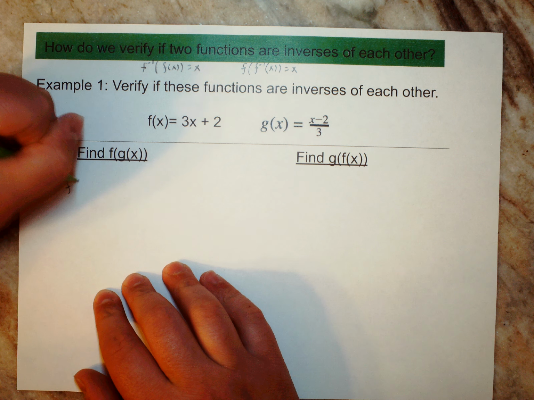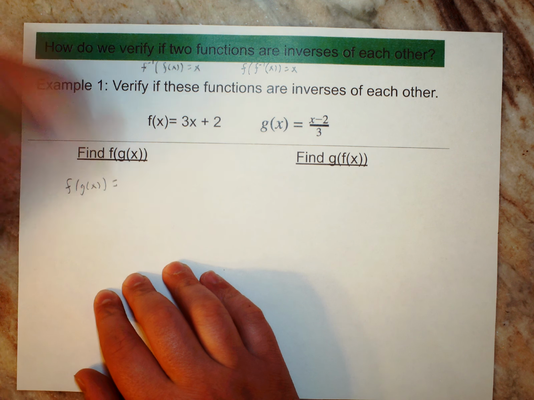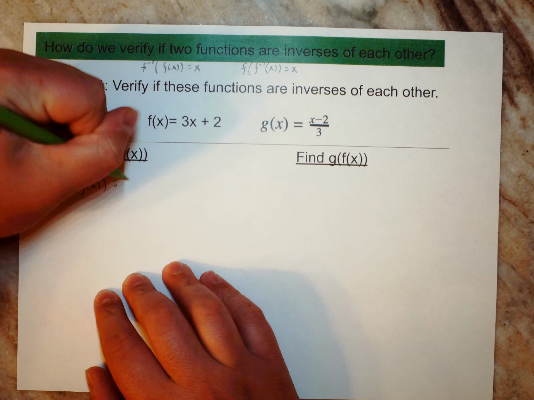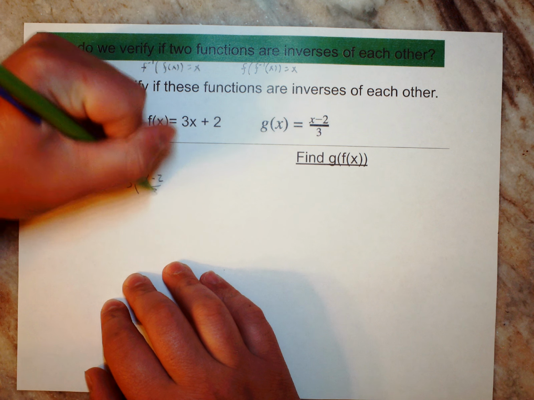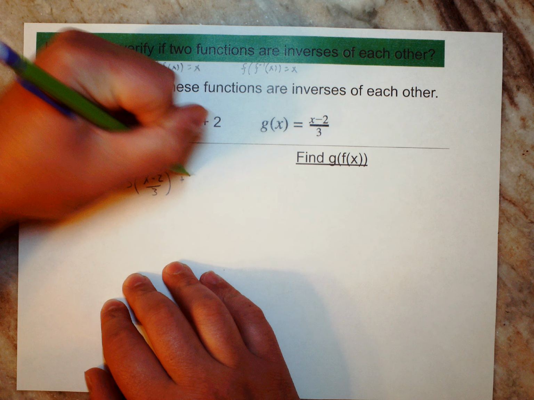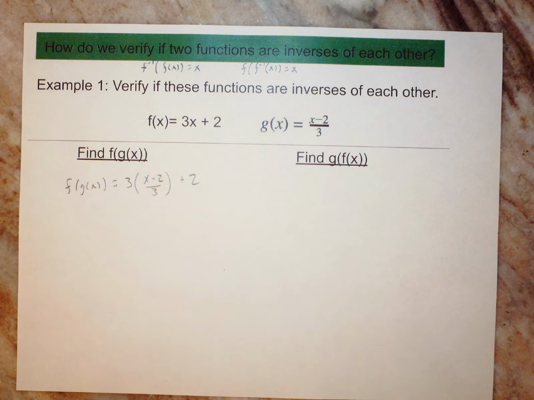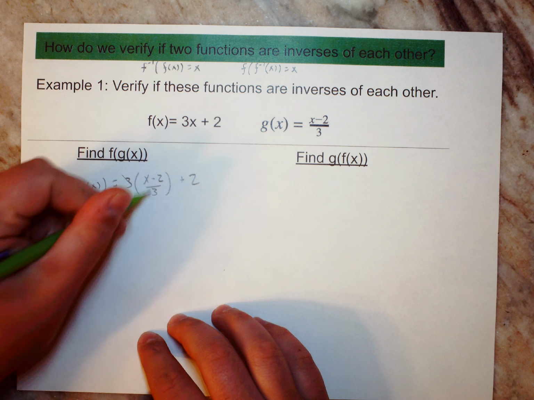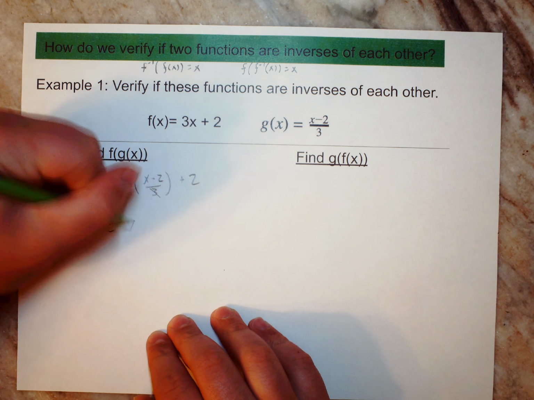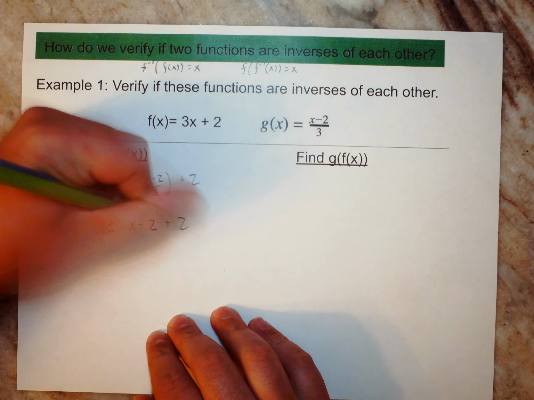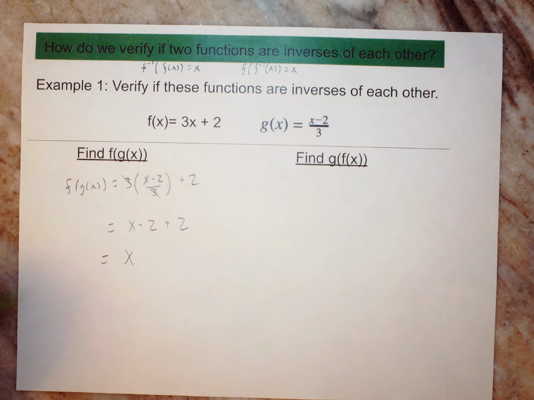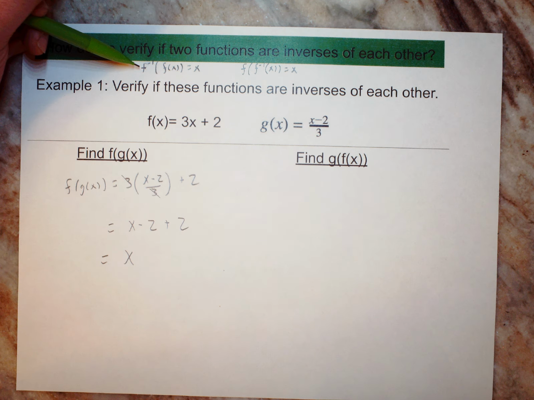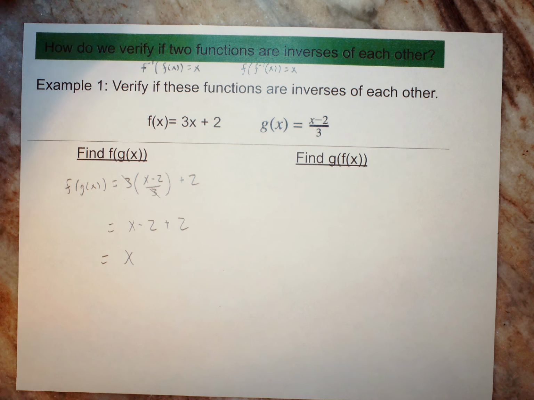So f of g of x equals 3 times x minus 2 over 3 plus 2. Now when we simplify, the 3's will cancel, and we'll get x minus 2 plus 2. We keep simplifying, we get x. So that is basically what we have here at the top, that when you do f inverse of f of x, you get x, and now we have to do the other way.